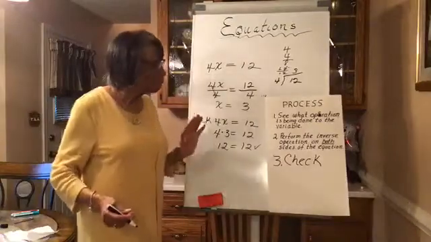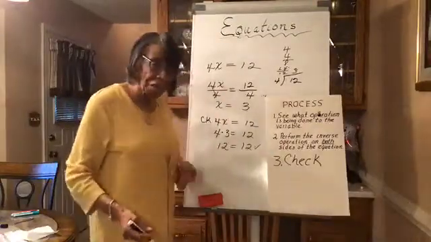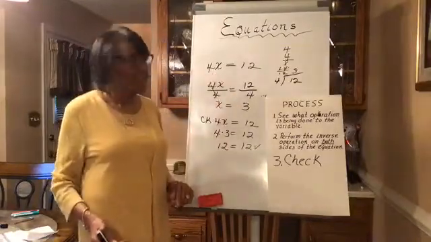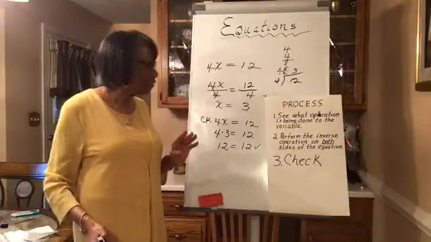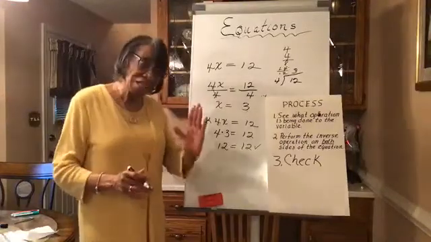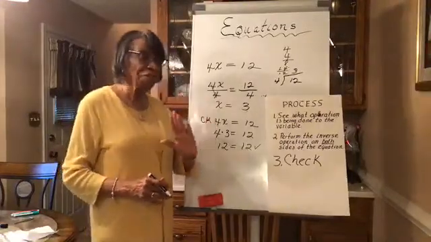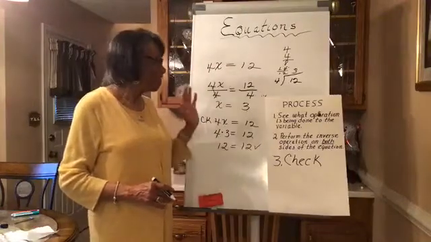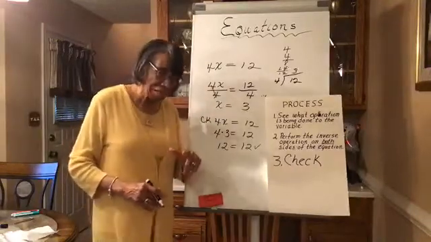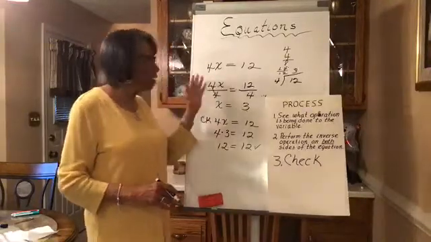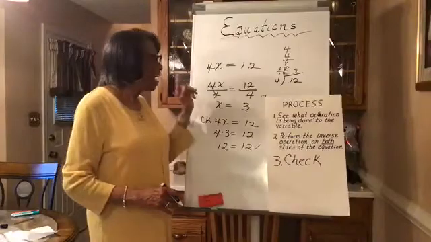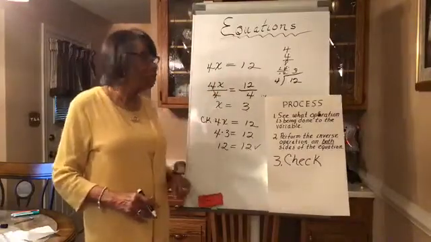All right, so let's back up. When something is being added to the variable, we subtract that number from both sides. And we get our answers. When something is being subtracted from the variable, we add that same number to both sides. And then we find the value of the variable that way. When a variable is multiplied by a number, we divide both sides of the equation by that same number, and we have solved the equation.